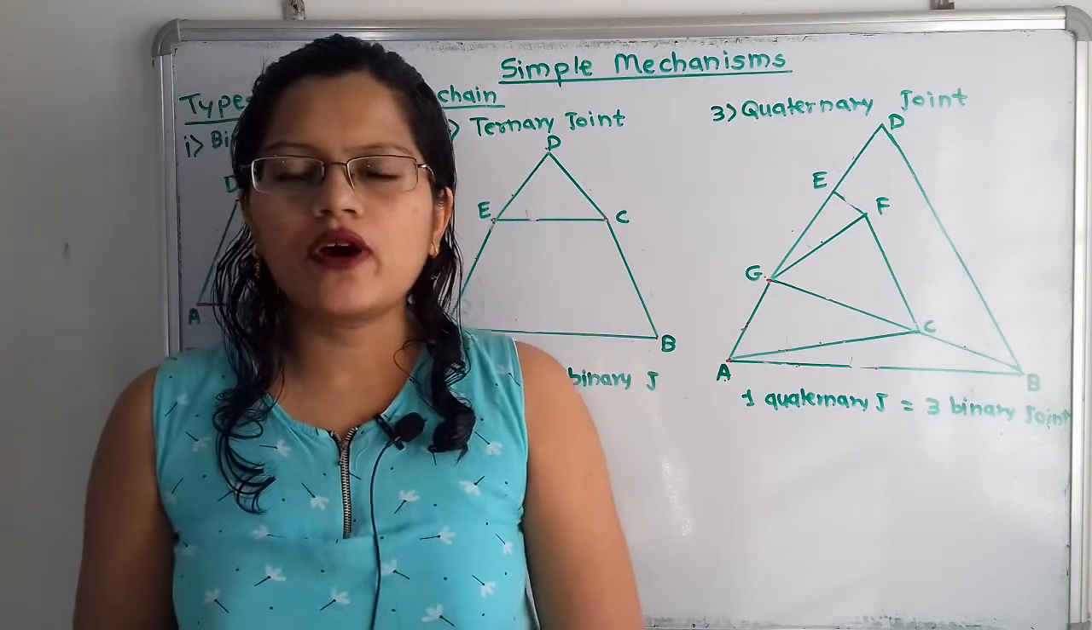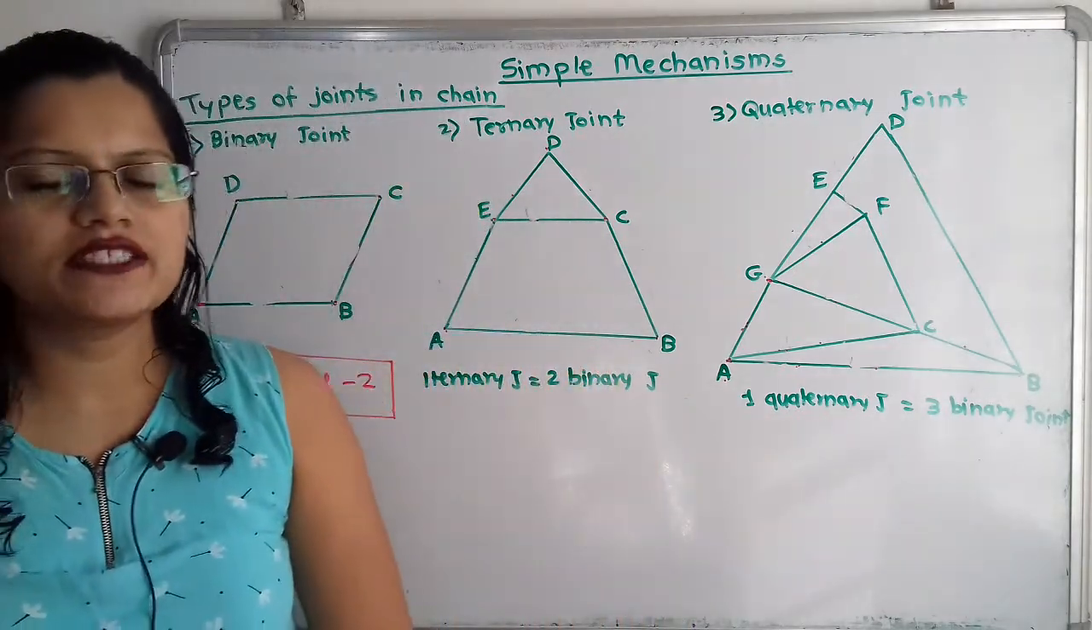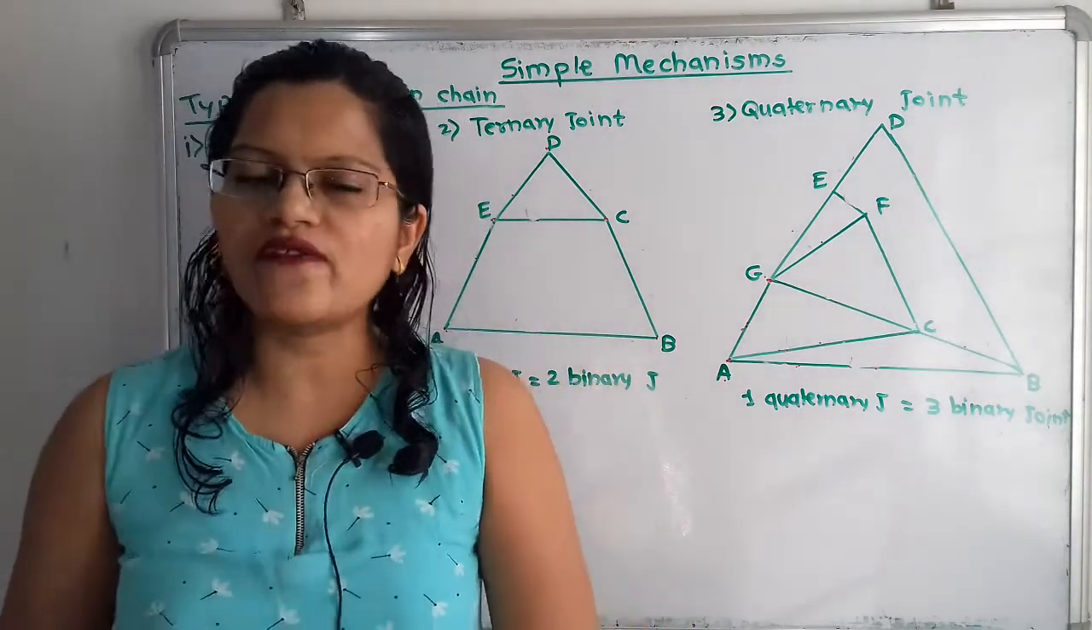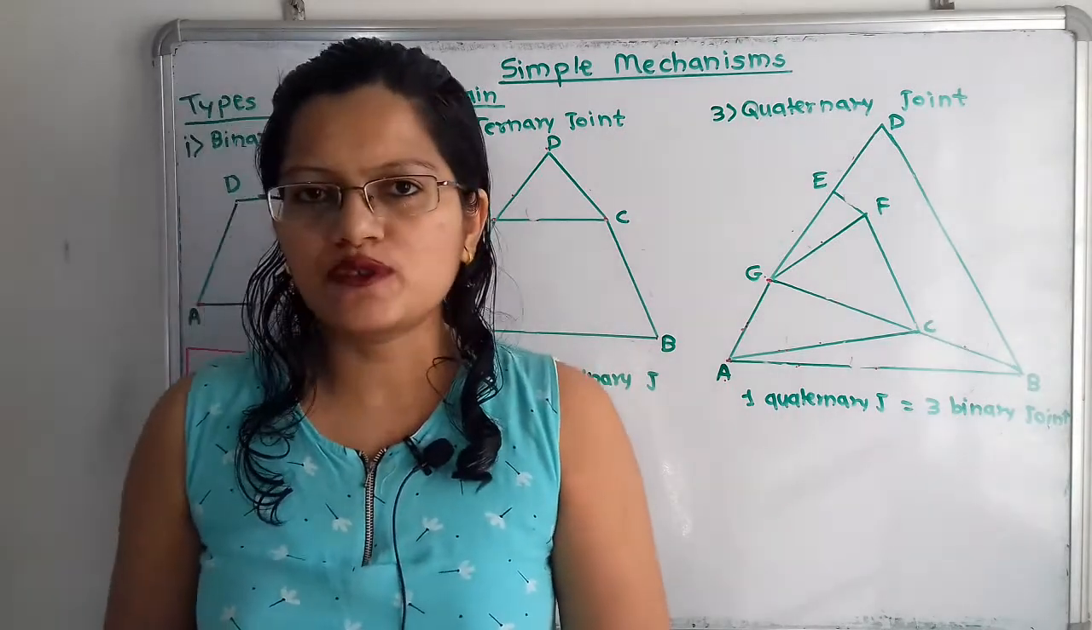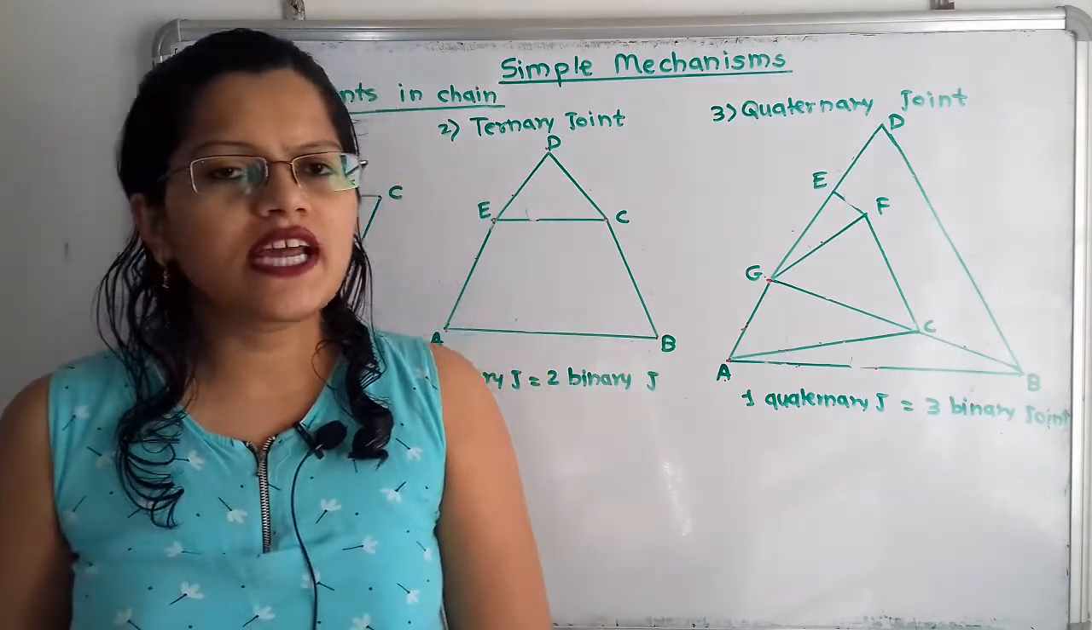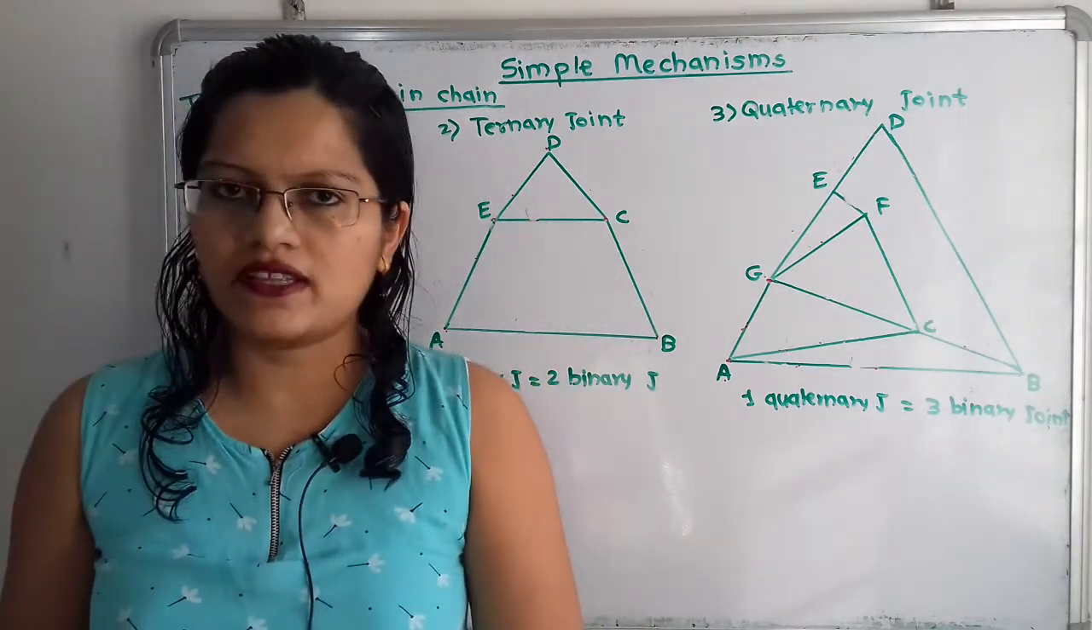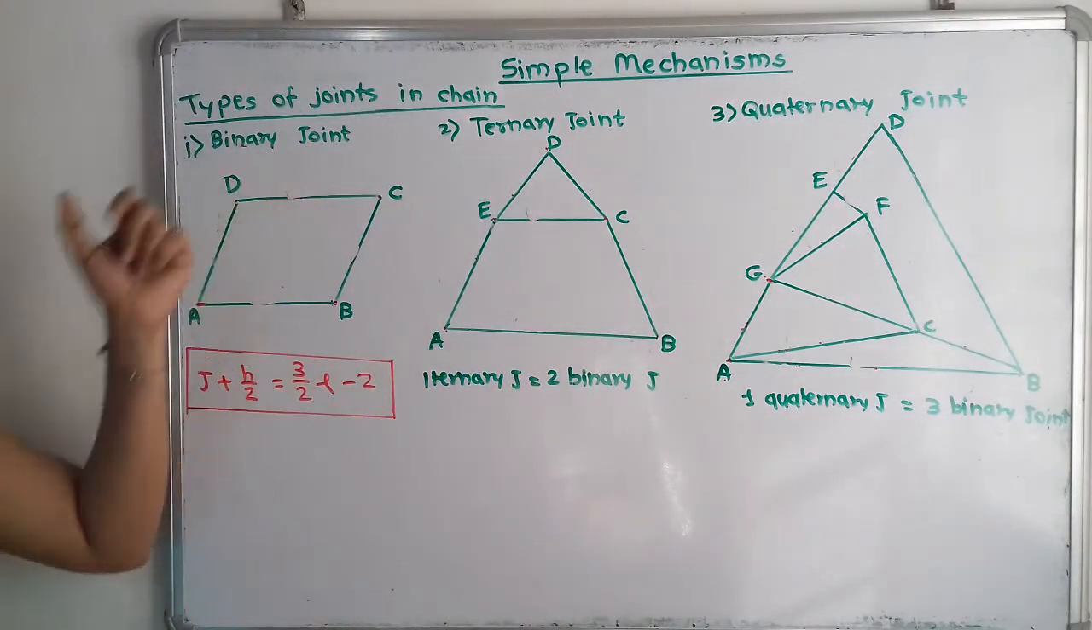Today we are going to understand the types of joints and the number of degrees of freedom for a given mechanism. So we will first move to the types of joints. We will understand these types with the help of diagrams. So we will first move to the binary joint.